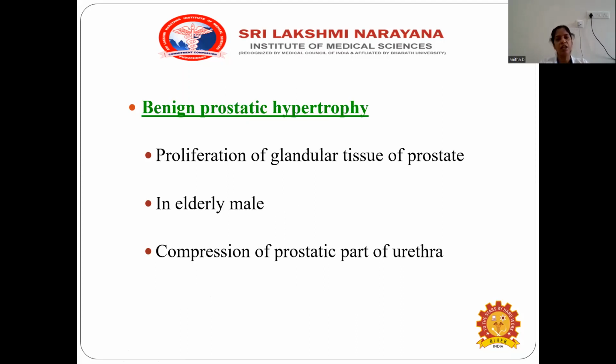The next one is benign prostatic hypertrophy. Now you know the prostate is made up of glandular tissue and also fibromuscular stroma. If the glandular tissue proliferates in elderly people, what happens? It will compress the prostatic part of the urethra, no? So the patient will have difficulty in passing urine. Okay, so benign prostatic hypertrophy occurs due to proliferation of glandular tissue of the prostate. It is mostly seen in elderly people, and they will come with complaints of difficulty in passing urine.